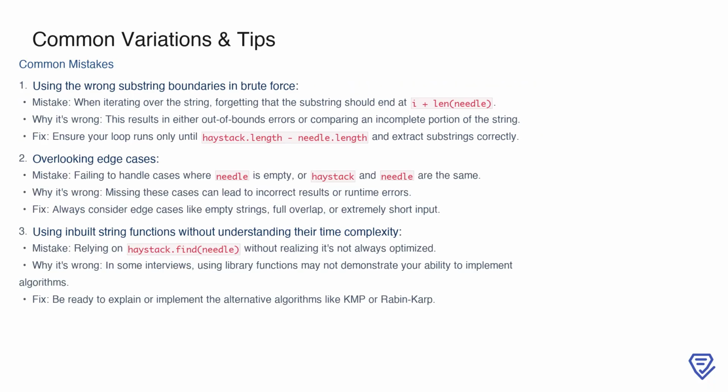In this section, let's look at some common mistakes that can occur when solving this problem. First, one frequent issue in a brute force approach is using incorrect substring boundaries. For instance, when iterating through the string, if you forget that the substring should end at i + len(needle), you might go out of bounds or compare an incomplete portion of the string. To avoid this, ensure that your loop only runs up to haystack.length - needle.length, and double-check how you're extracting substrings.